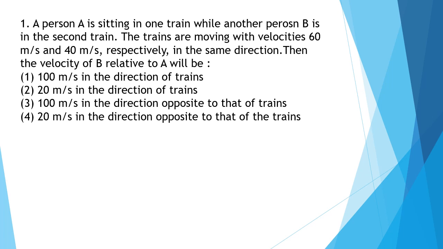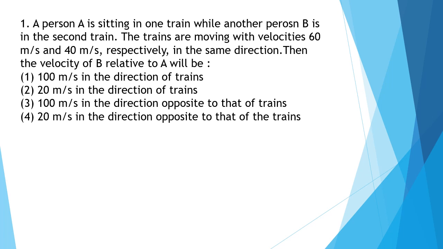Question 1. A person A is sitting in one train while another person B is in the second train. The trains are moving with velocities 60 meter per second and 40 meter per second respectively in the same direction. Then the velocity of B relative to A will be.